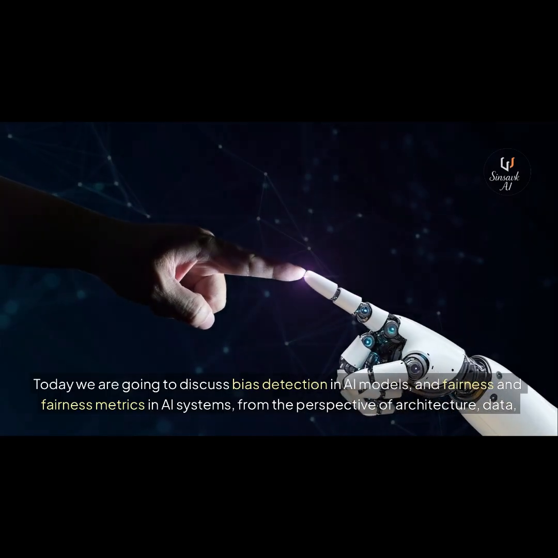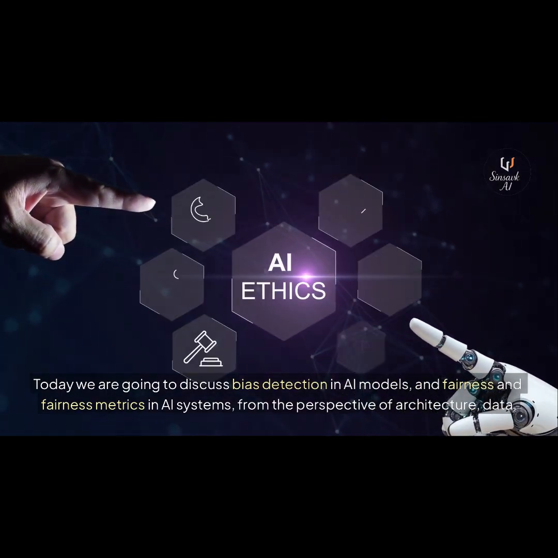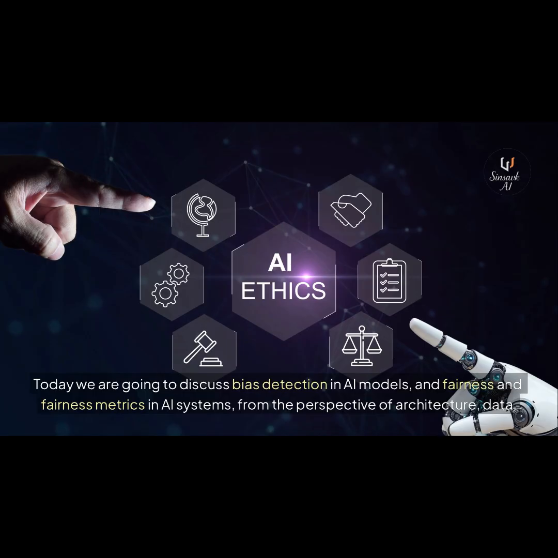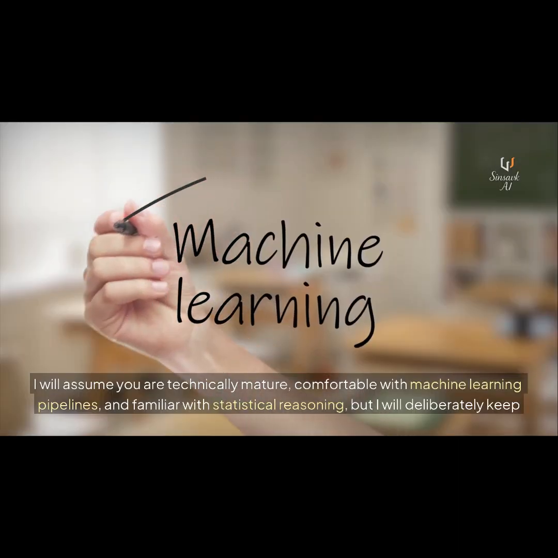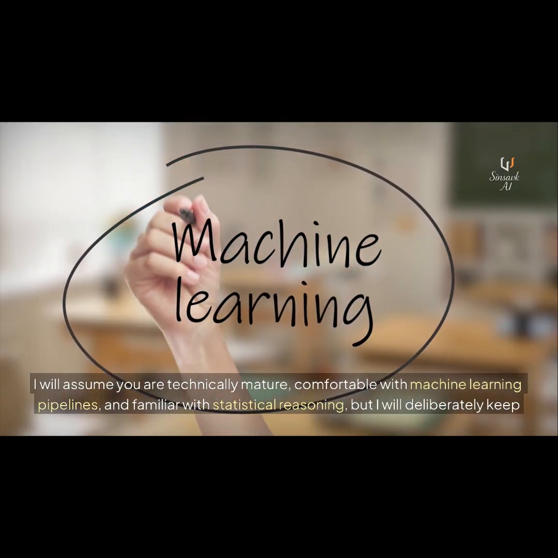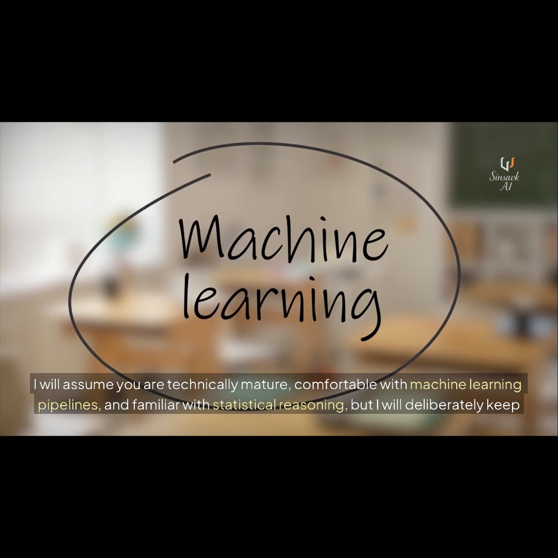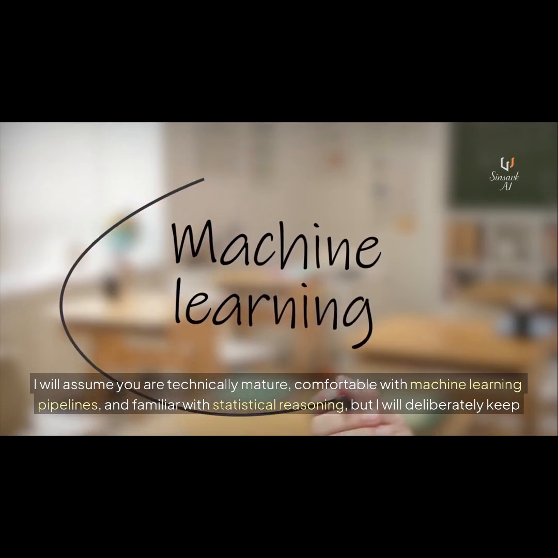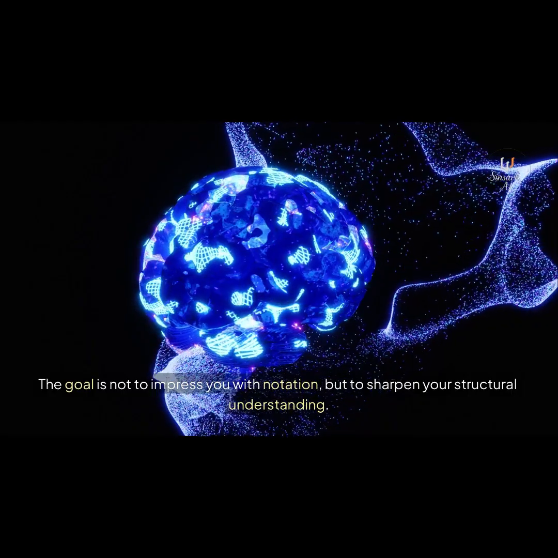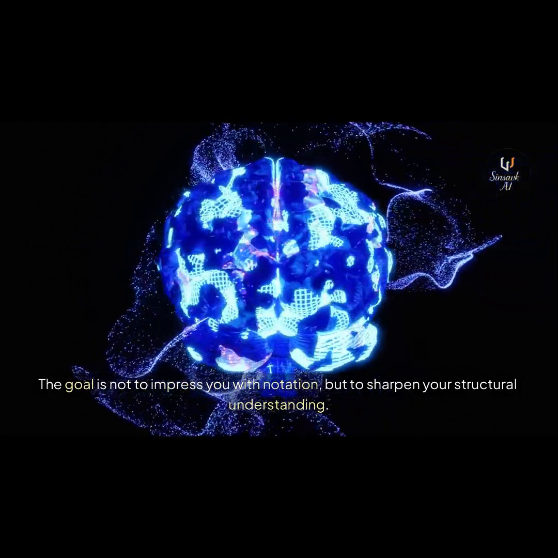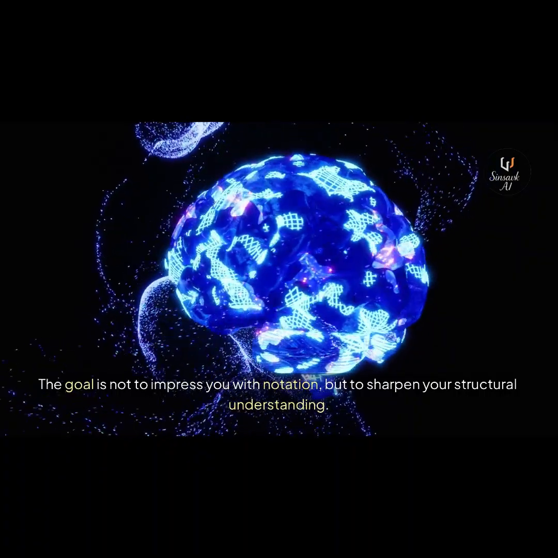Today we are going to discuss bias detection in AI models, and fairness metrics in AI systems, from the perspective of architecture, data, optimization, and deployment. I will assume you are technically mature, comfortable with machine learning pipelines, and familiar with statistical reasoning, but I will deliberately keep the language plain and conceptual. The goal is not to impress you with notation, but to sharpen your structural understanding.